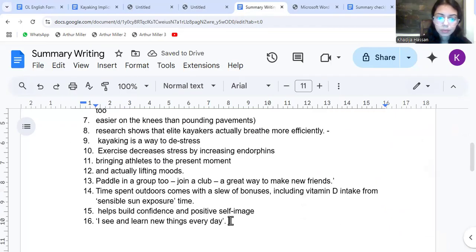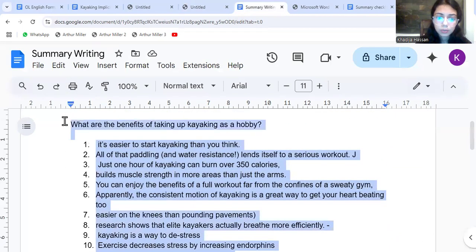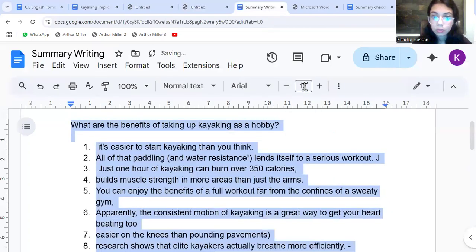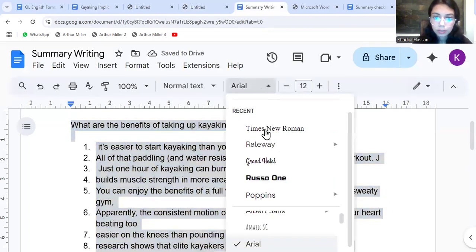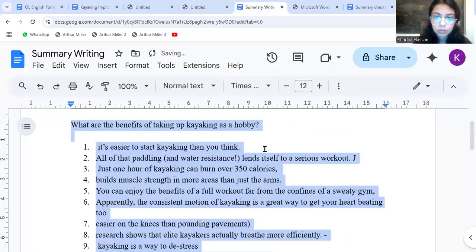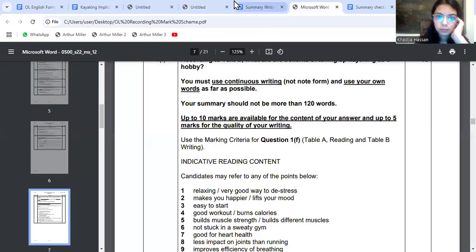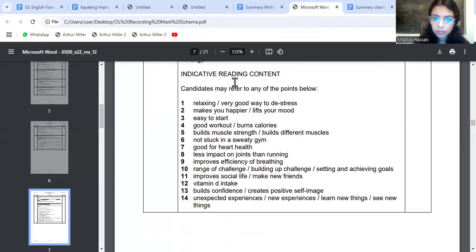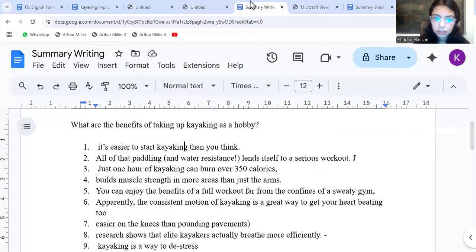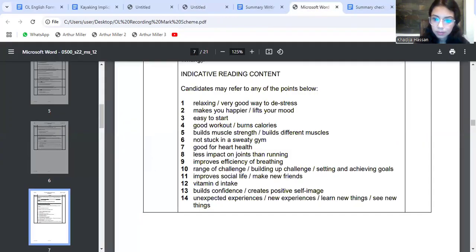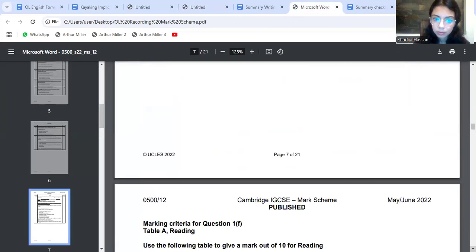Let's check them from the mark scheme. 12, however, will suffice. You guys don't need to write that many. You are on a word limit. You are limited in the number of words you can use. So just 12 points is good. 12 correct points. All right, so it's relaxing. It's a very good way to de-stress. Clearly, we have some wrong given that they just wrote 14 points in the mark scheme. Unless there are a few below. No, there aren't.